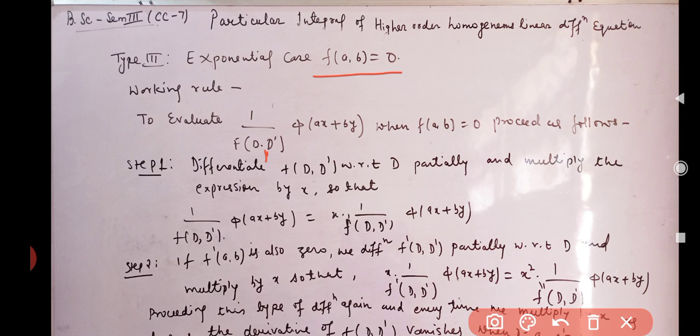Now step 1. We differentiate f(D,D') with respect to D partially. Okay, it is very important. We are differentiating partially with respect to D, and we multiply the expression by x, so that 1/f(D,D') phi(ax+by) will become x into 1/f'(D,D') phi(ax+by).